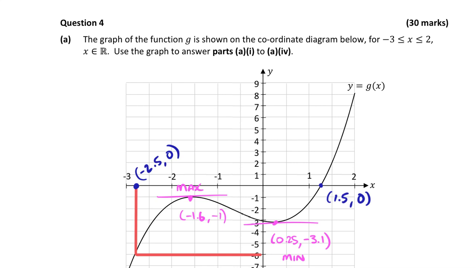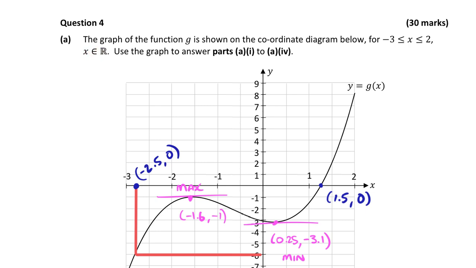So, this is the Leaving Cert Ordinary Level 2023, Paper 1, Question 4. The graph of the function g is shown in the coordinate diagram below for minus 3 less than or equal to x, which is less than or equal to 2. x is an element of R.